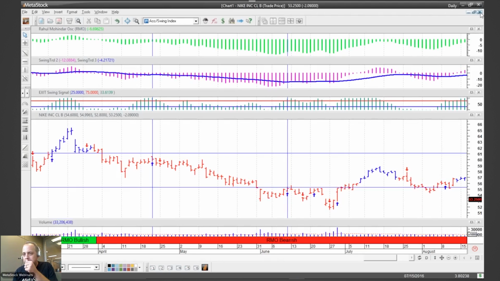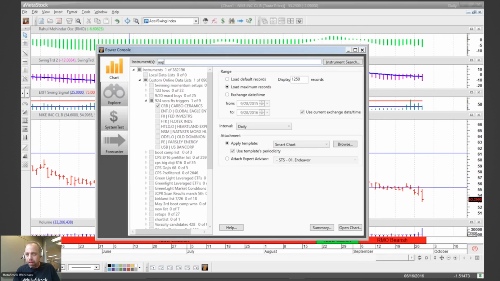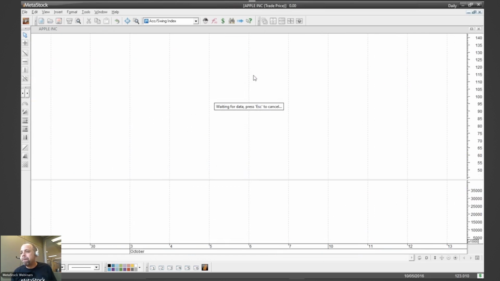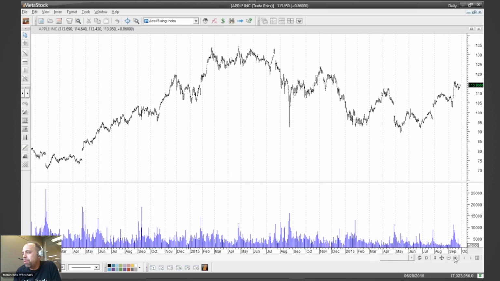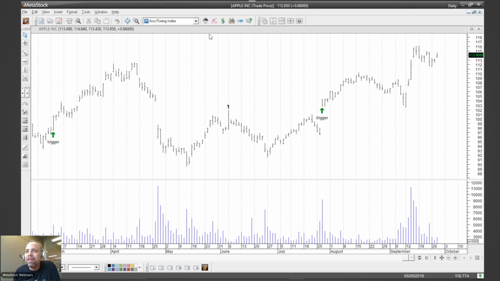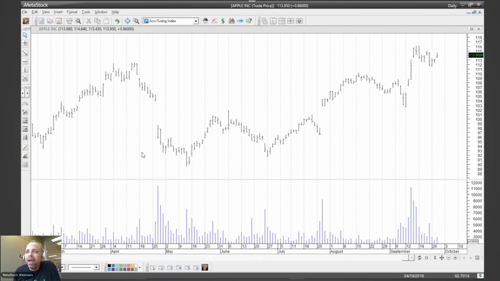Let's go ahead and I think Apple will work. Nike would work as well. Go ahead. What I want to do is actually get a clean chart up here, so I can show you how all of these work. Hopefully I opened it up with a clean template. Yes, it did. Okay, so let's zoom in a little bit. Apple's been an interesting stock lately. I'm going to go ahead and remove this expert advisor because it's just a test expert I'm working on. And I want to show you the way these dynamic trading tools work.